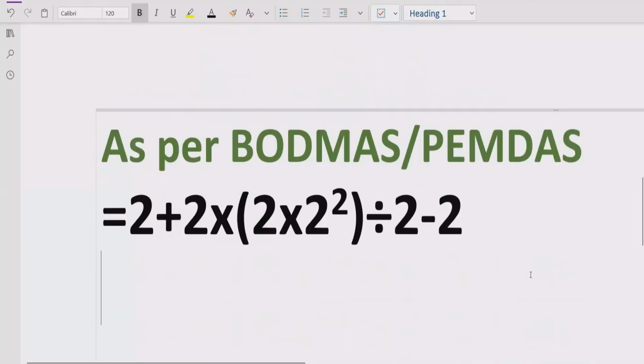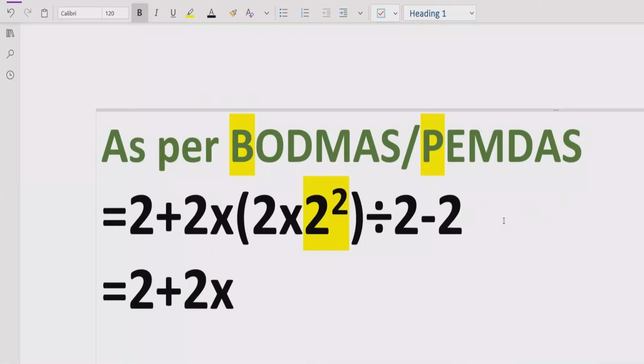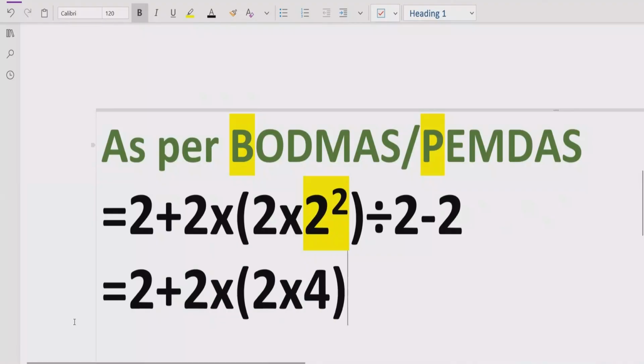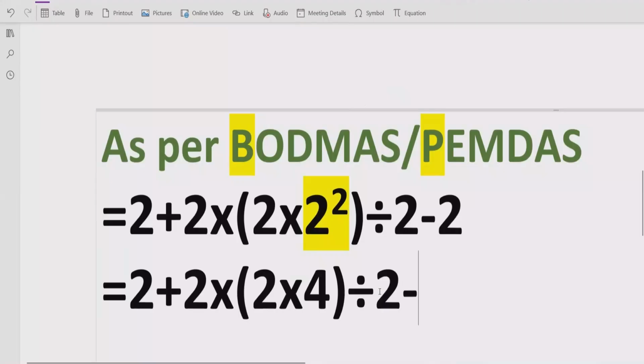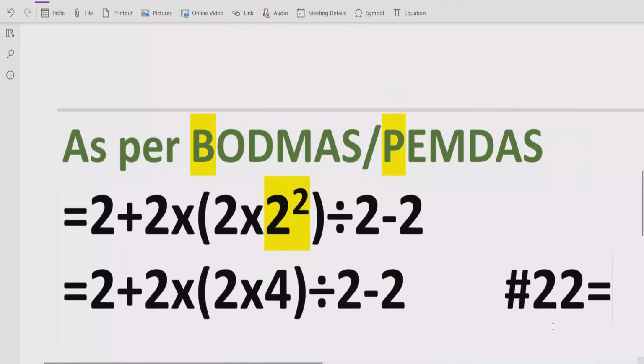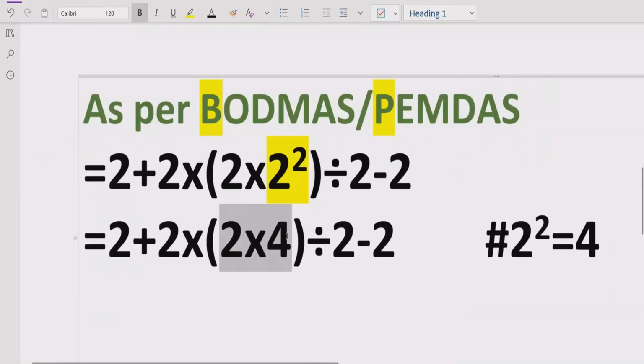Now move forward to solve the given expression. Here, according to the rule, we have to solve first the bracket, or you can say parenthesis. So first of all, we have this bracket which contains an operation which is multiplication and also a number which has the power. So what we have to do first, we have to solve the power. 2 plus 2 multiplied by 2 raised to power 2, which means 4, divided by 2 minus 2. We will write here as it is, and here we have to give the reference: 2 raised to power 2 equals to 4.